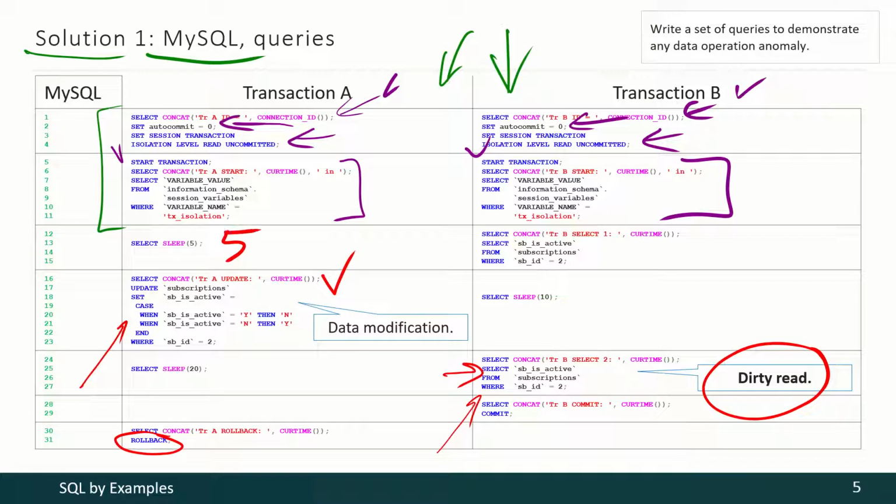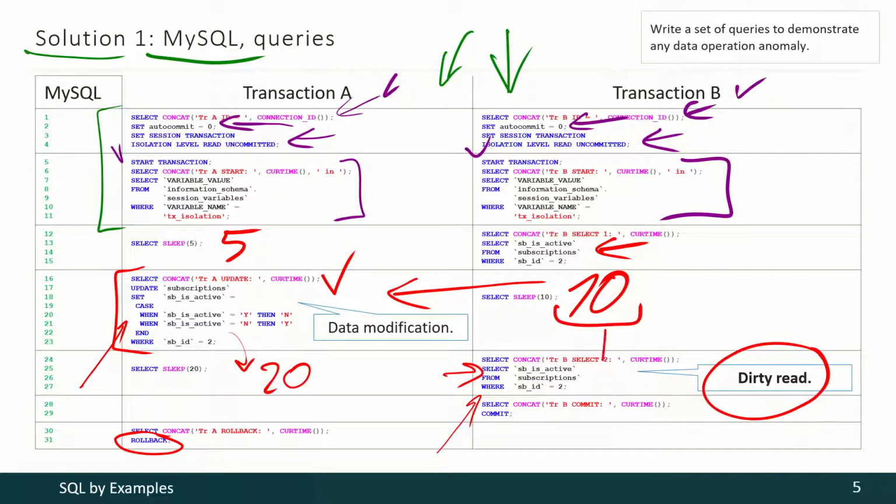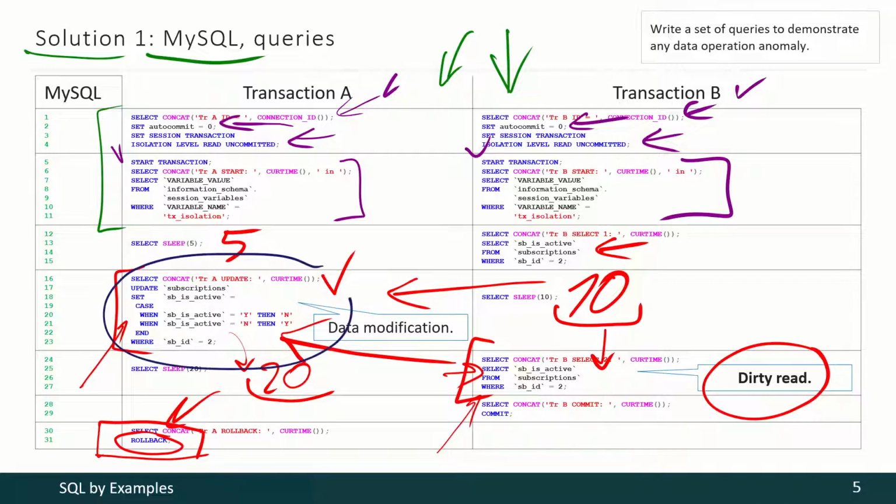While this transaction is sleeping for 5 seconds, this transaction reads some data and then goes to sleep for 10 seconds. During those 10 seconds, this first transaction modifies some data, and then it goes to sleep for 20 seconds. After these 10 seconds, this transaction will read the data, and it will get the result of this modification. Finally, after these 20 seconds, this transaction will roll back its changes. So once again, these modifications were never committed to a database. So this read operation returned dirty data.